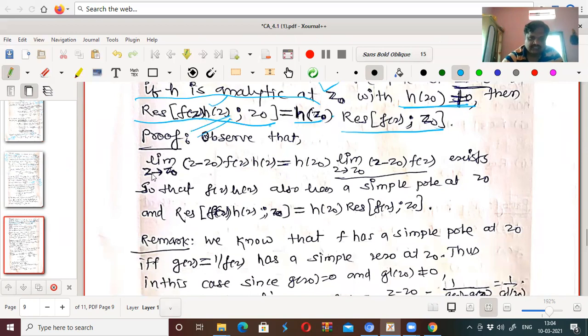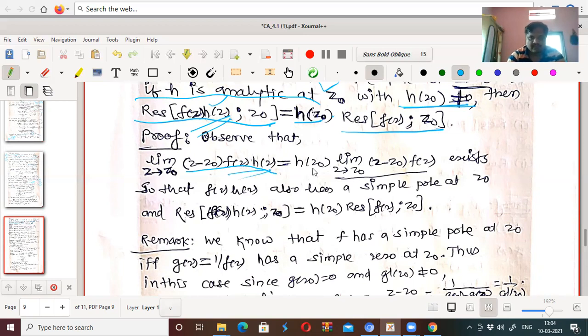Observe the limit as z tends to z0 of (z minus z0) f of z h of z. What is it? If f has a simple pole at z equal to z0 and h of z is analytic, then f of z into h of z has a simple pole at z equal to z0. Therefore, the limit as z tends to z0 of (z minus z0) f of z h of z is nothing but the residue of f of z into h of z at z equal to z0.